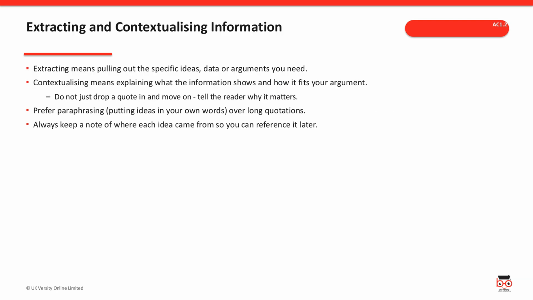Once you've got a good source, you need to do two things with it. Extracting means pulling out the specific idea, figure, or argument you actually need, and contextualizing means explaining what it shows and how it supports your point. Don't just drop a quote in and move on. Tell the reader why it matters, and wherever you can, paraphrase in your own words rather than quoting at length. And always jot down where each idea came from, so referencing later is painless.